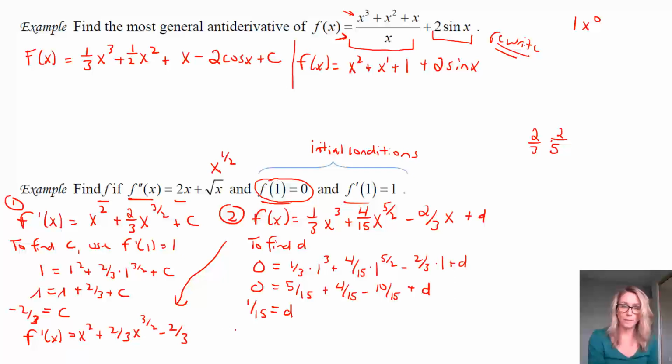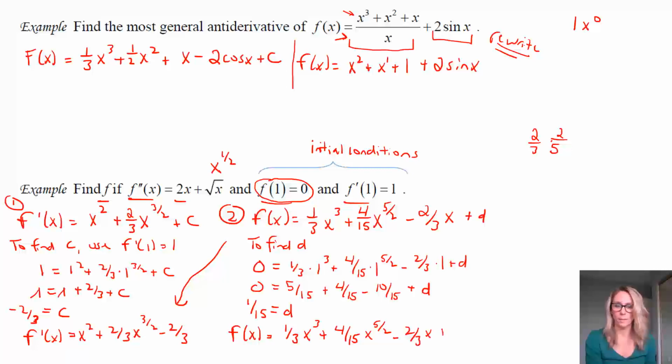And so what that's going to tell me is that my original function, with those initial conditions, very specific here, is 1/3 x cubed plus 4/15 x to the 5 halves minus 2/3 x, almost there, plus 1/15. So that's the original function. If you were to take a derivative and then a second derivative, you're going to end up with what you see right here. That's the whole idea. But this is the very specific original function, not a general one, because we found C and D.